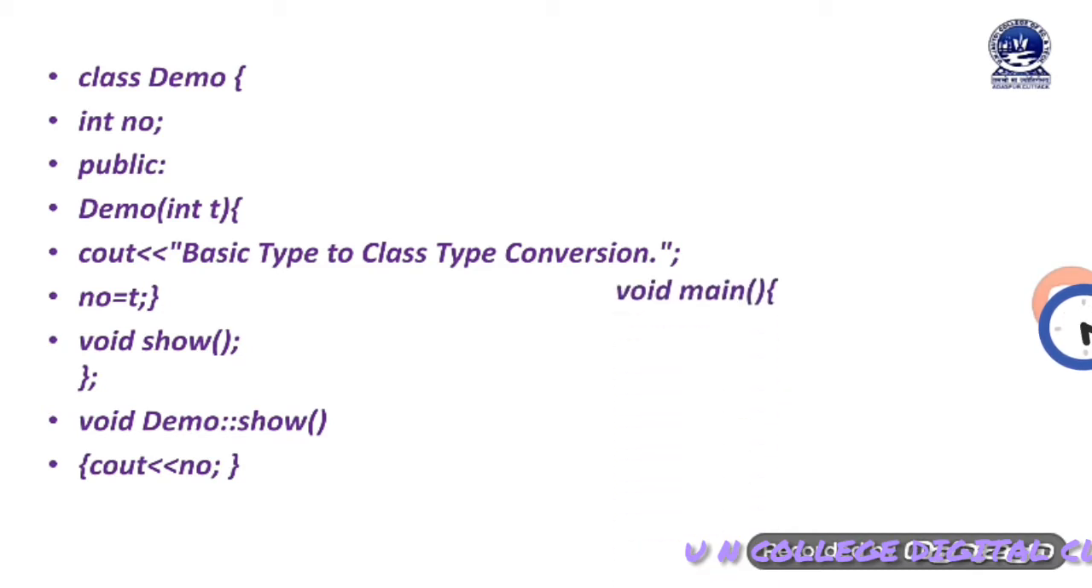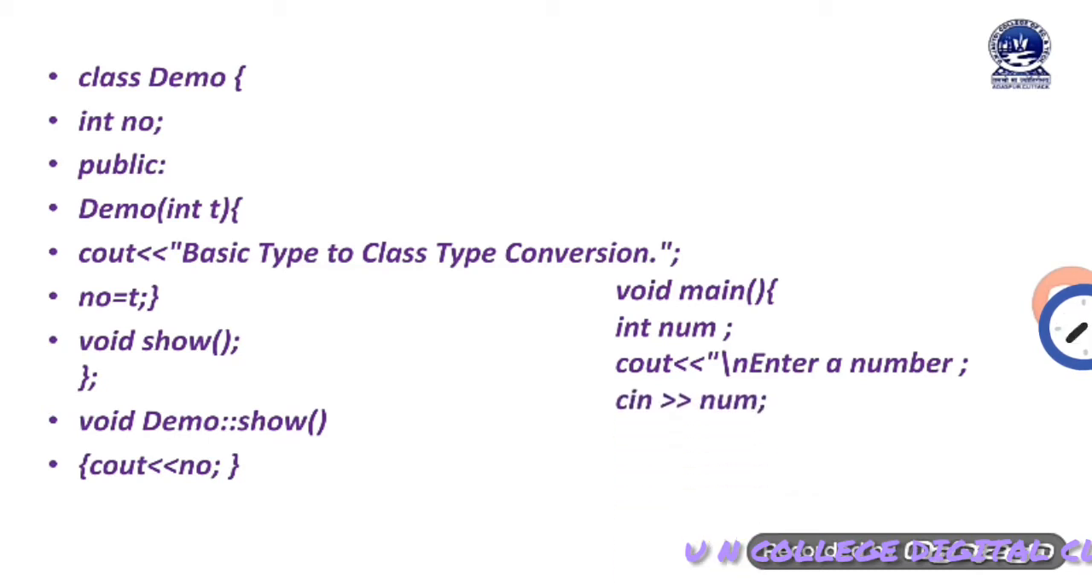Then in the void main method, I have used one integer variable, int num, then prompted to enter a number. You may enter any number, let the number be 10. Then demo obj = num. Here you can see that, just like we use the assignment operator to assign the right side value to the left side variable, in a similar way we are using one basic type at the right side and the class at the left side. Then obj.show, and that's all.